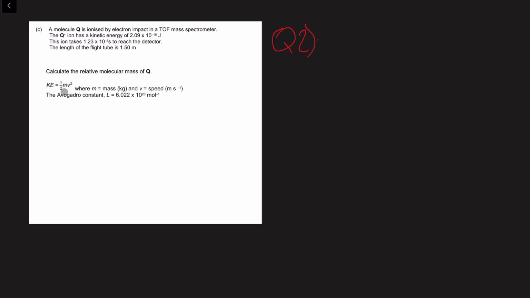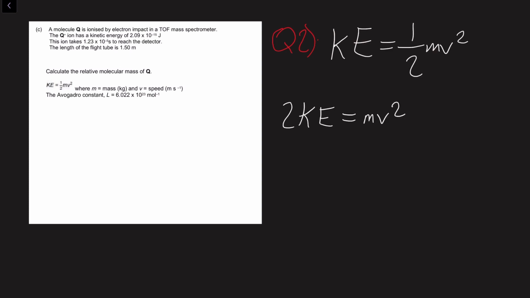So in order to find the relative molecular mass, we first need the mass of the ion in grams, and before that in kilograms, obviously. So we need this equation, KE equals half mv squared, and rearrange it for m. Multiply both sides by 2, just like before, giving 2KE equals mv squared. Now divide both sides by v squared. So m equals 2KE all divided by v squared. Right, so that's the mass.